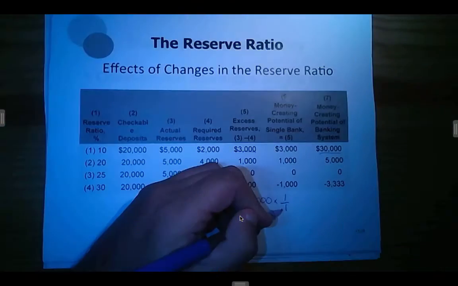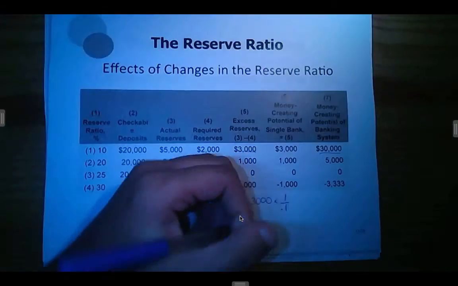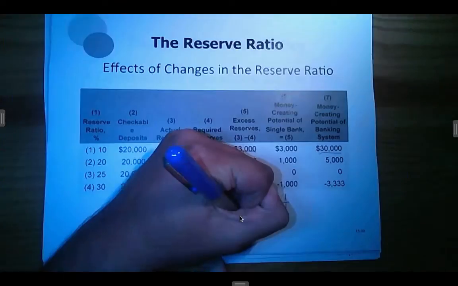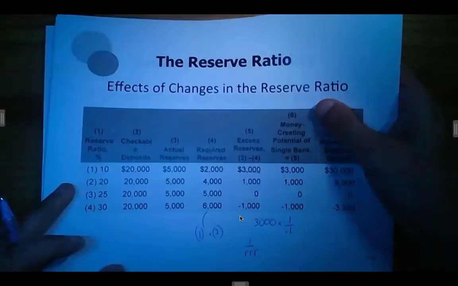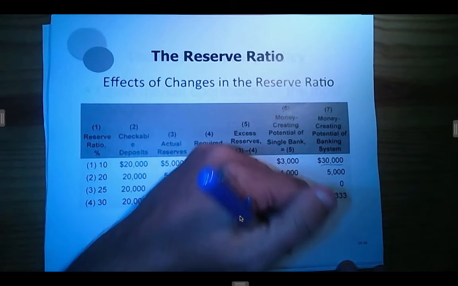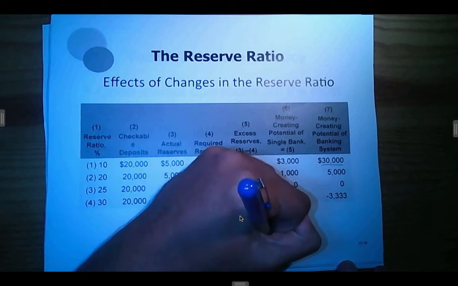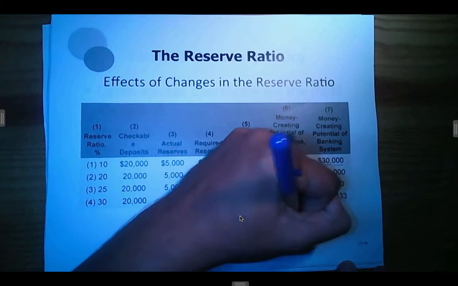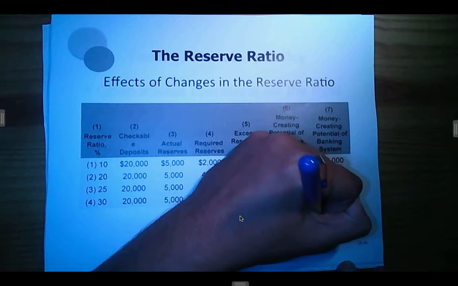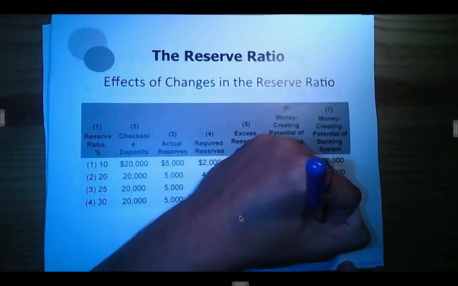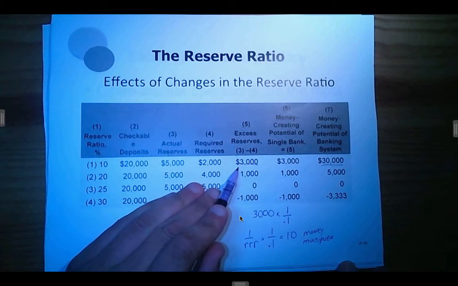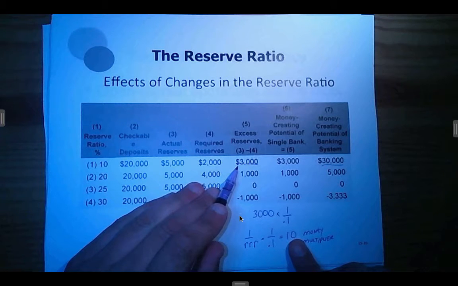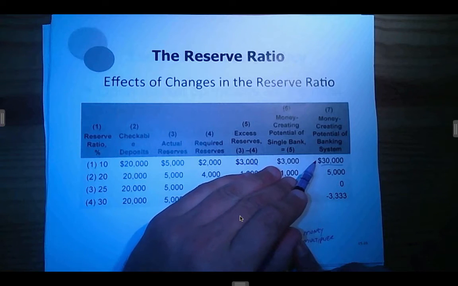1 over the required reserve ratio, or RRR. 1 over 0.1 equals 10. That's called my money multiplier. And then I'm simply multiplying column 5, 3,000, times 10 to get 30,000.